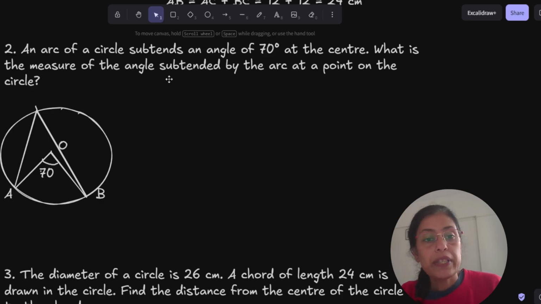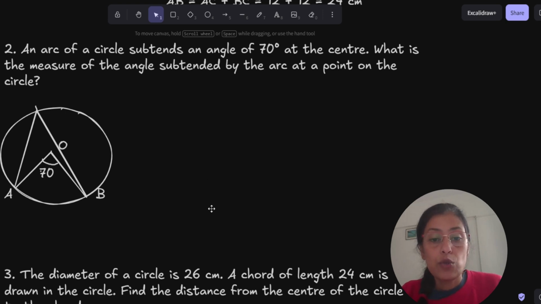So let's start with question 2. An arc of a circle subtends an angle of 70 degree at the center. What is the measure of the angle subtended by the arc at a point on the circle? So whenever we are given a question, in your book, when this question has been given, the diagram is not drawn. So you should first of all draw a diagram.